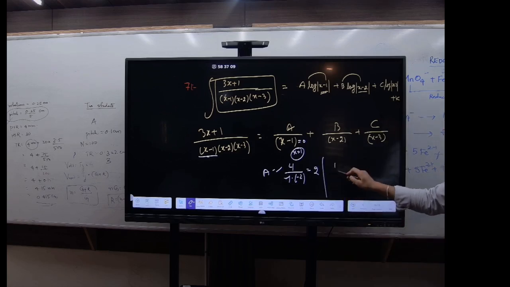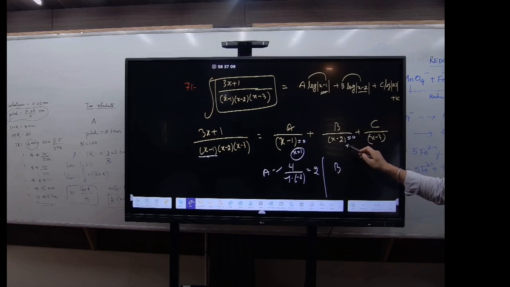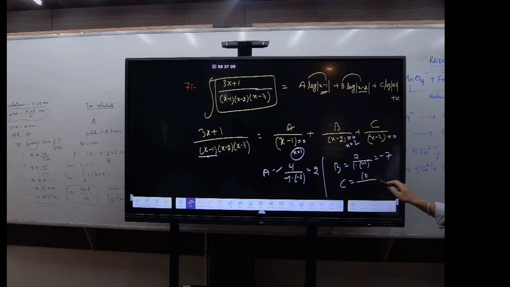What about B? For B, put this equal to 0, x is coming 2, put it there, remove x minus 2. So 3 into 2, 6, 7, 2 into 1, 1, 1, 2 minus 3, minus 1. So minus 7 it will come. And C, C is equal to, put x minus 3 is 0, x is 3. So 10, 3 minus 1 is 2 into 1, so 5. So what is the answer? 2 minus 7 and 5. Easy, na? This is easy.